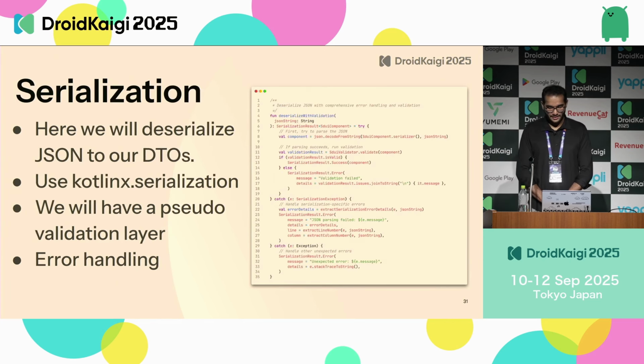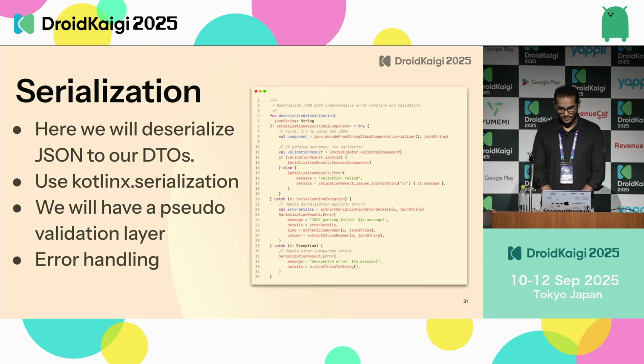Next, the app takes the JSON from the server and turns it into those DTOs using Kotlin serialization for this sample. Along the way, add simple checks to make sure the data is exactly how the app expects. If something goes wrong, the app should show a fallback UI with reporting back to the server instead of just crashing.